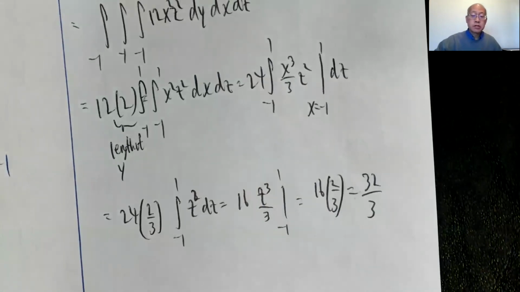All right, so those are the solutions to exam 5 for the 11 o'clock section, Calc 3.